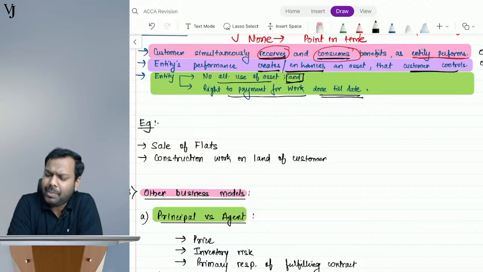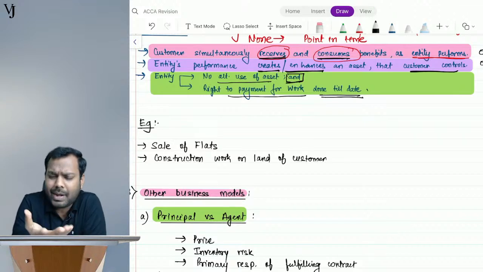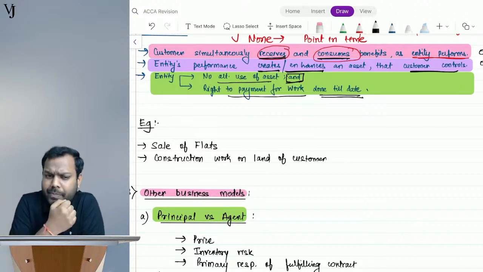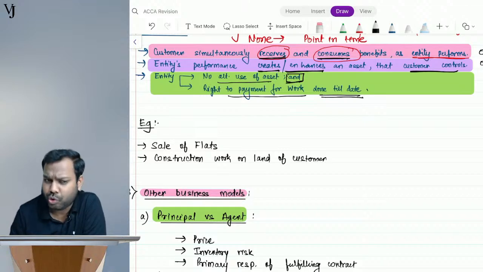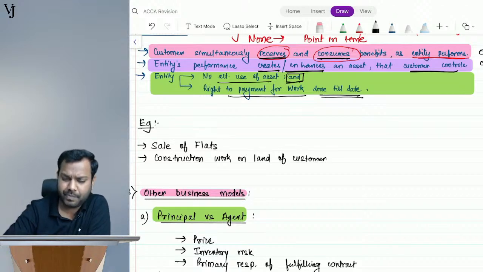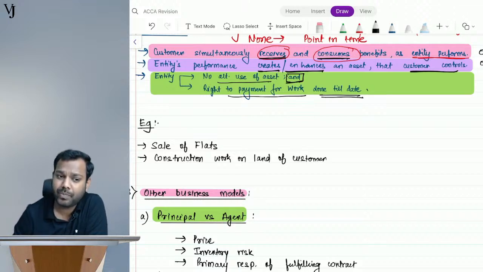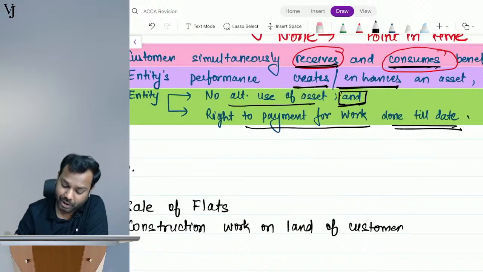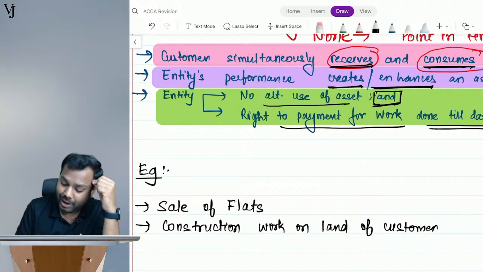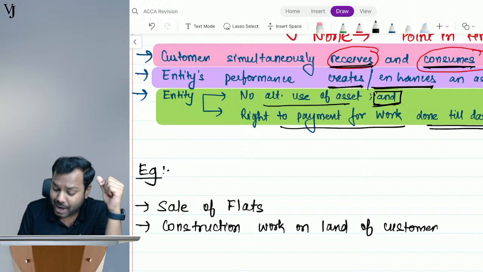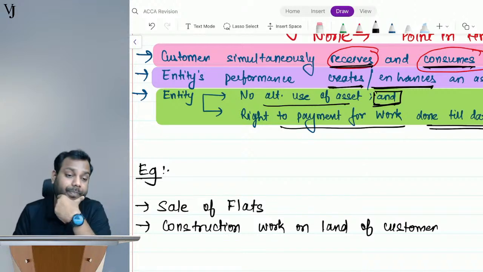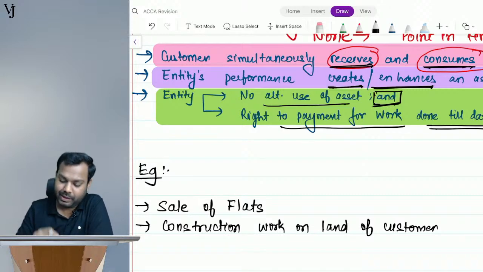Right, and tell me, can DLF use those two floors in any manner? Can DLF use it? No, right? See here, this condition. The entity, meaning DLF, does not have any alternative use of the asset, and DLF has a right for payment for work done till date. Okay, this condition gets satisfied in that case.